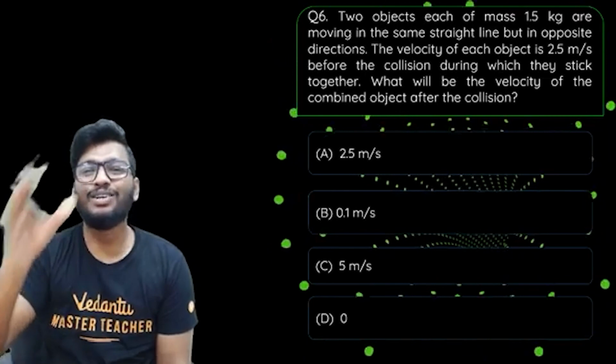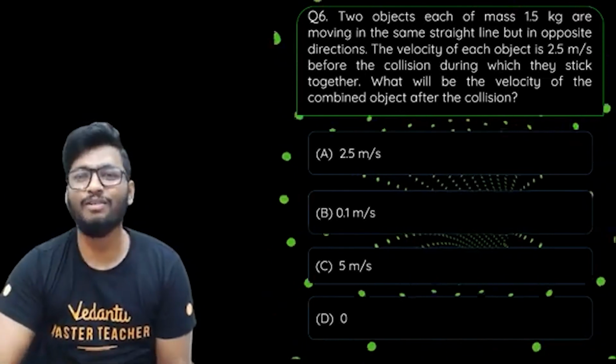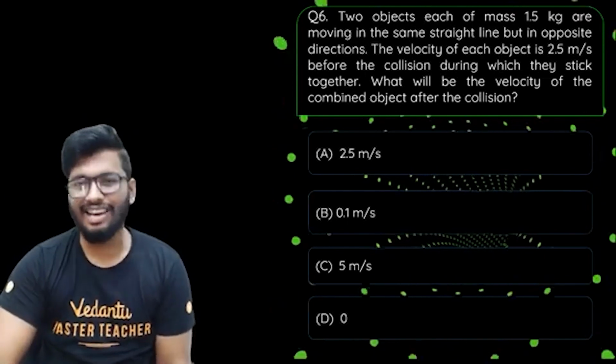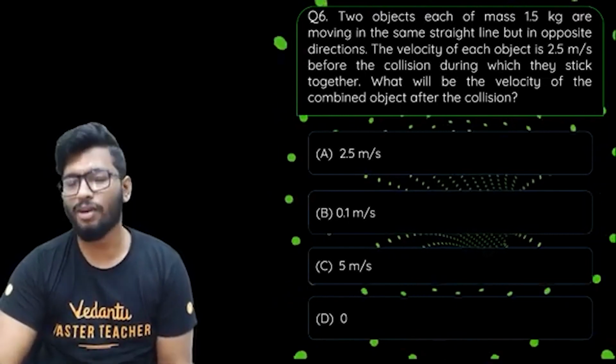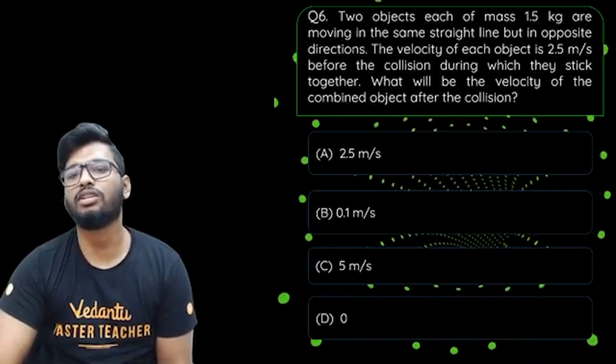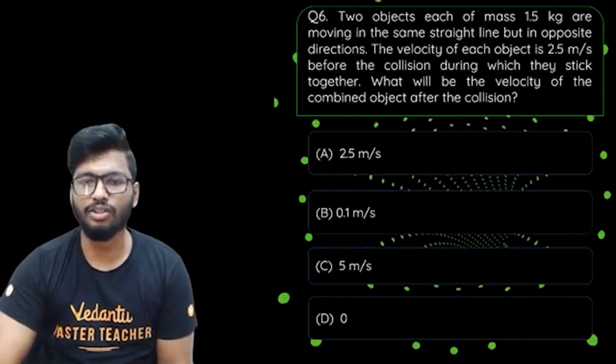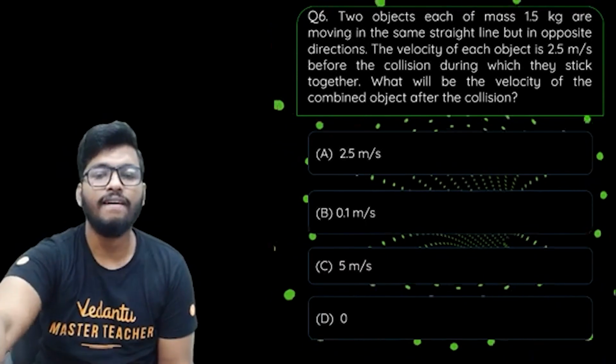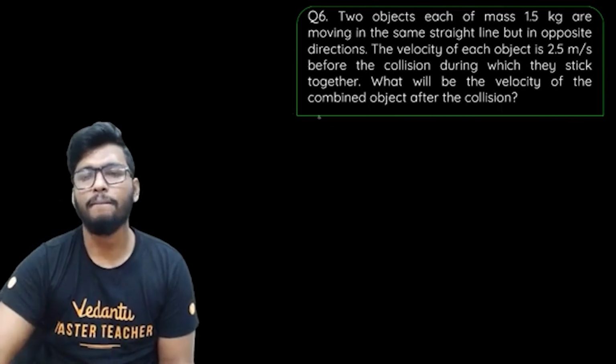Here's the question: two objects, each of mass 1.5 kg, are moving in the same line but in opposite directions. The velocity of each object is 2.5 meters per second before the collision, during which they stick together. What will be the velocity of the combined object after collision? 2.5 meters per second, 0.1 meters per second, 5 meters per second, or 0 meters per second.